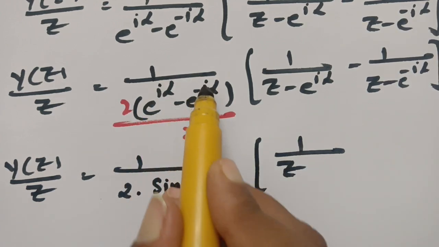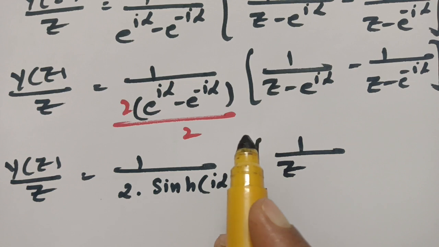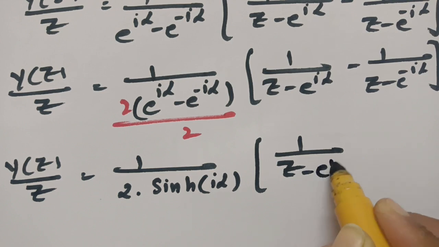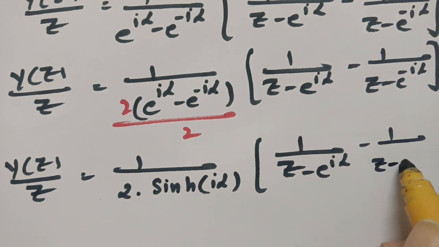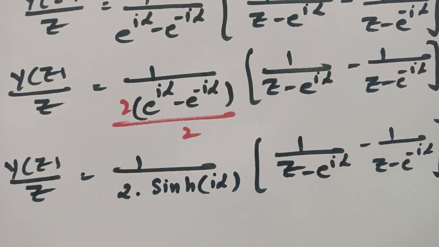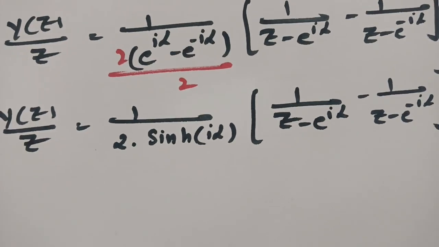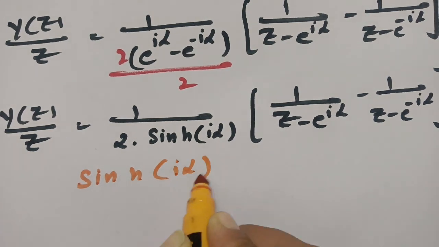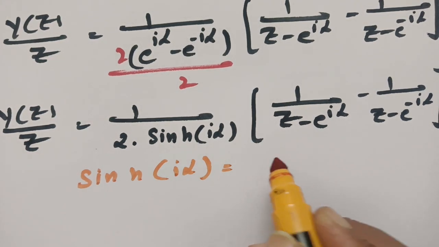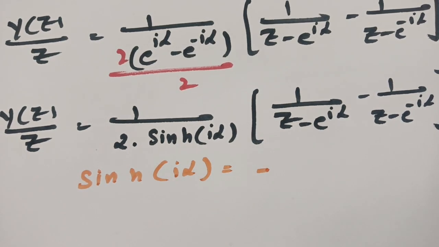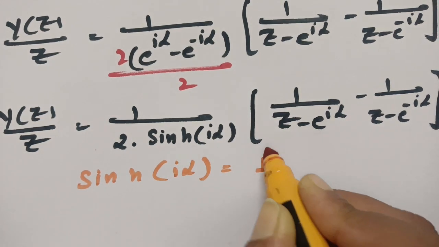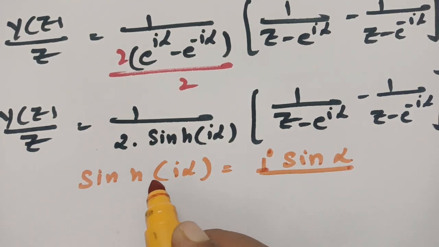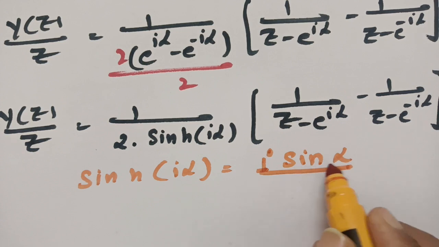So e power x minus e power minus x by 2 is nothing but sine hx. And so in place of x we have i alpha. Clear? And the next thing you have to remember is that sine h of i alpha can be written as i times sine alpha. So the hyperbolic function goes, and if I bring i outside, this is sine alpha.